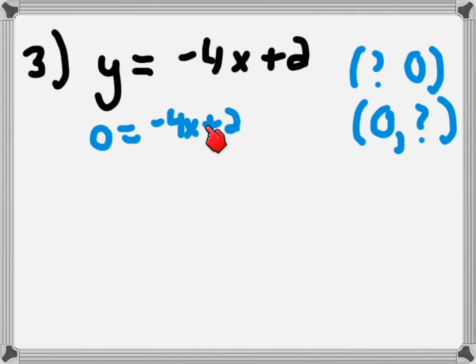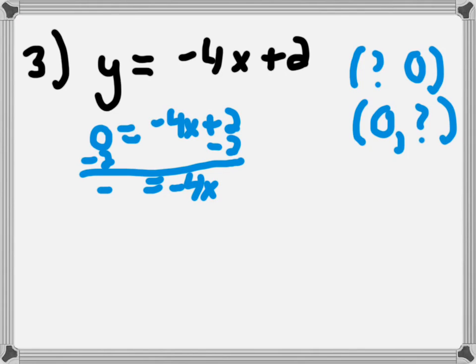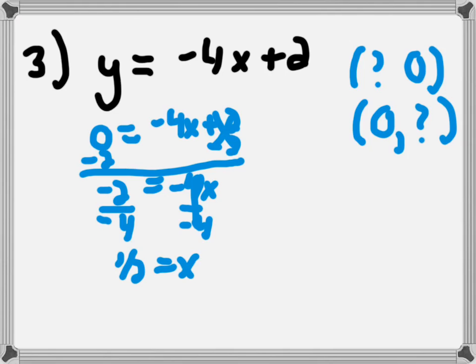Always get rid of addition and subtraction first, so subtract 2, subtract 2. That's going to give me -4x equals -2. I like to cross this out, but you don't really need to. This means to multiply. To get rid of multiplication, you undo with division. And so I'm dividing by -4 on both sides because I want to get rid of this -4. This is 1, -4 divided by -4. And -2 divided by -4 is +1/2, which means that this was a 1/2.